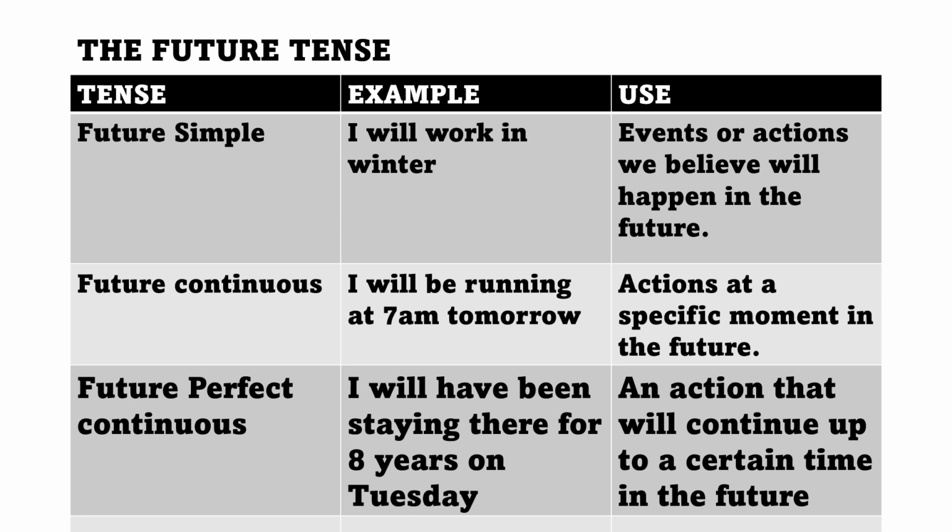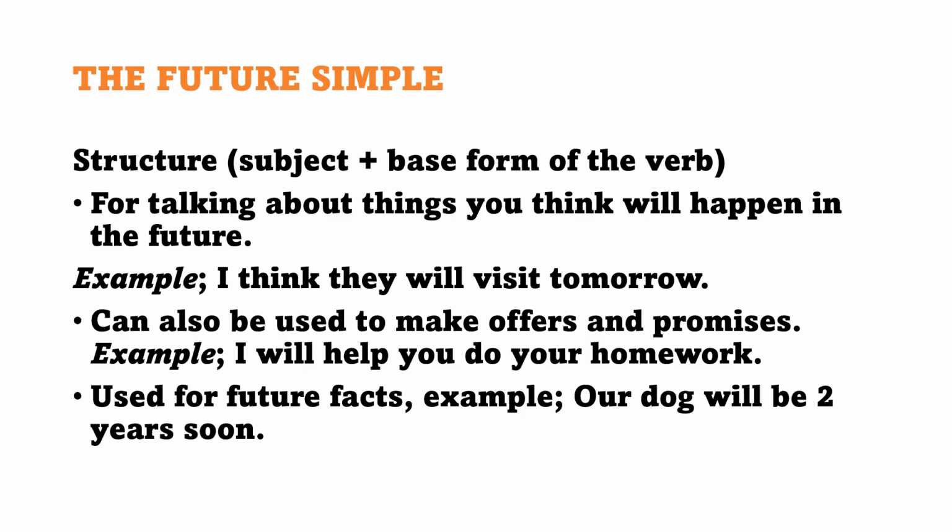Another table, also for future tense, for you. You can look at them. The tenses, the type of tenses by themselves, the example on each tense and the usage. So the future simple tense structure is the subject plus the base form of the verb. They're used for talking about things you think will happen in the future. An example we have is, I think they'll visit tomorrow.